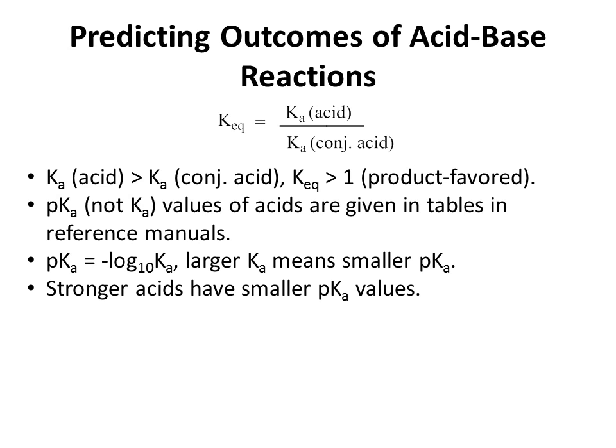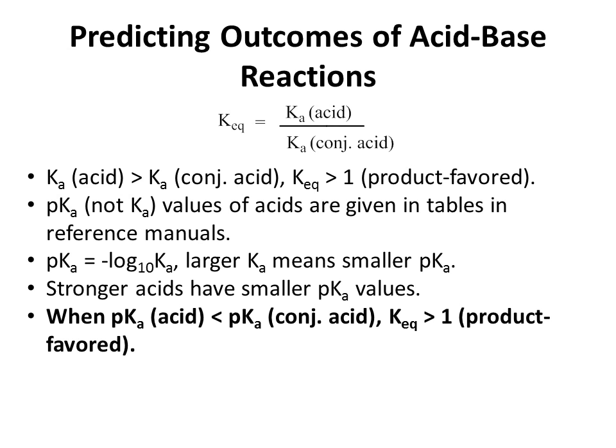Thus, stronger acids have smaller pKa values. When the pKa of an acid is less than the pKa of the conjugate acid, the KEQ is greater than 1, product favored. Let's just give an example before I show you the reaction on how to calculate whether KEQ is going to be greater than 1.